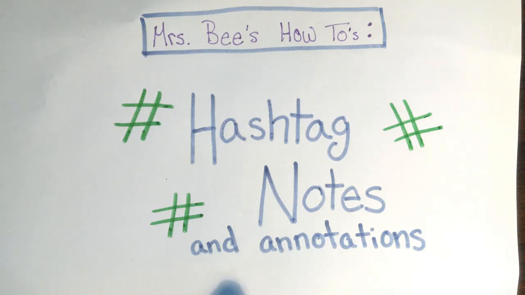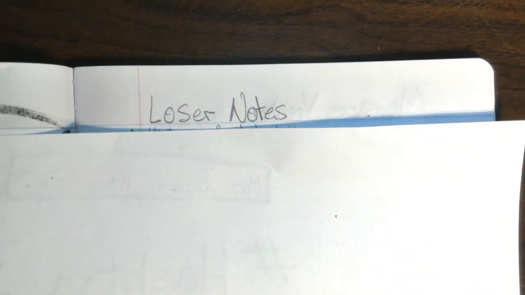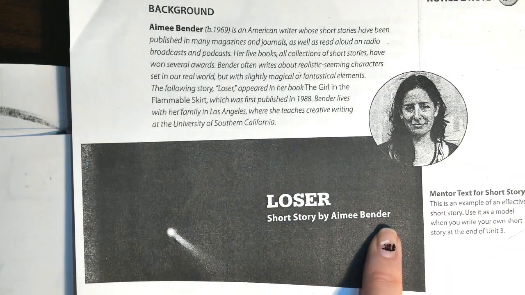I started using hashtag notes with students whenever I taught and substitute taught elementary school, and I find it's one of the easiest ways to take notes and annotations. So, to start with our notes, we're going to open up our notebook and give it a title based on what we're reading. In this example, I'm using the text Loser by Amy Bender.